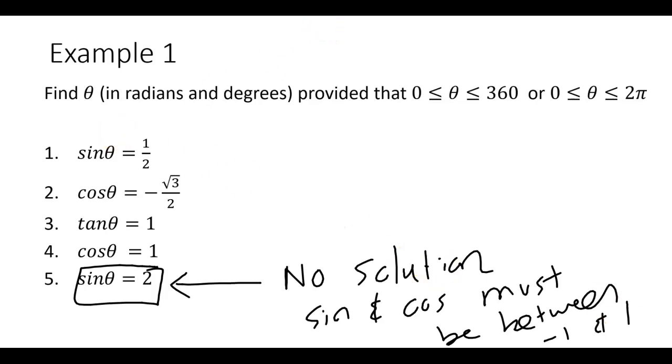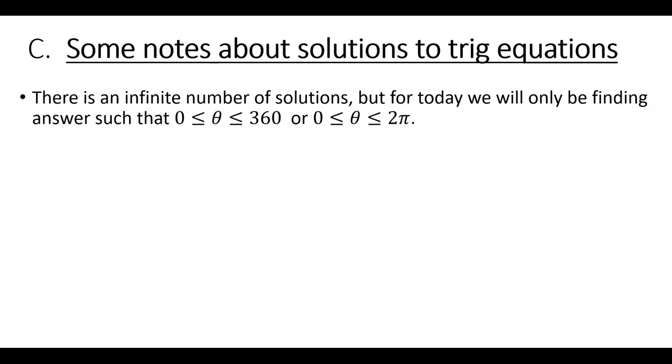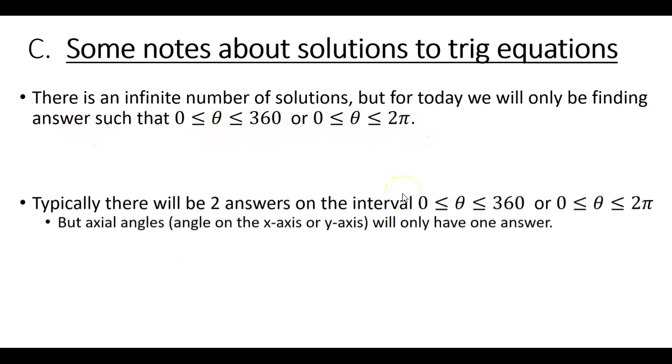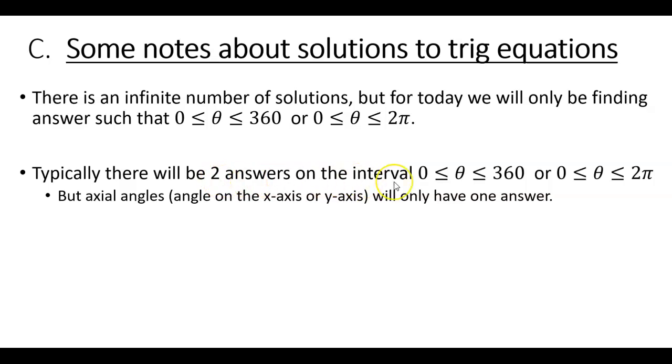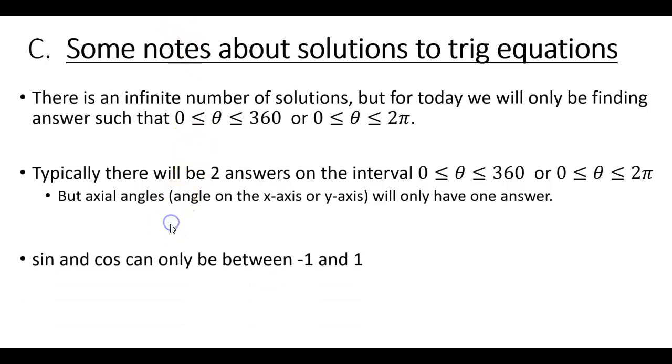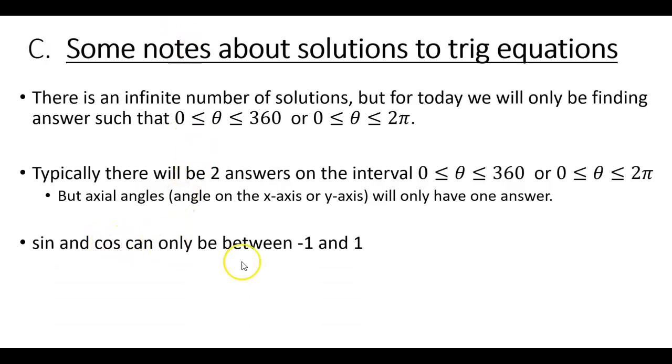All right? So let's summarize some of these notes that we've made as we went along. Our first note is that there's technically an infinite number of answers. But for today, we're going to be sticking to answers that are between 0 and 360. Okay? Second note, typically there's 2 answers. So notice for a lot of the problems we did, we kept getting 2 different angles that would give us the desired outcome. But there is an exception. Anytime you have an angle on the axis, you only get 1 answer. And then finally, another thing that we noticed was that sine and cosine can only be between -1 and 1. So keep those things in mind.